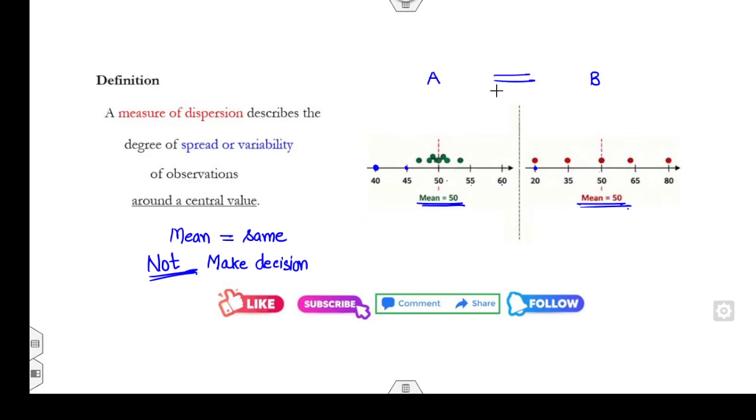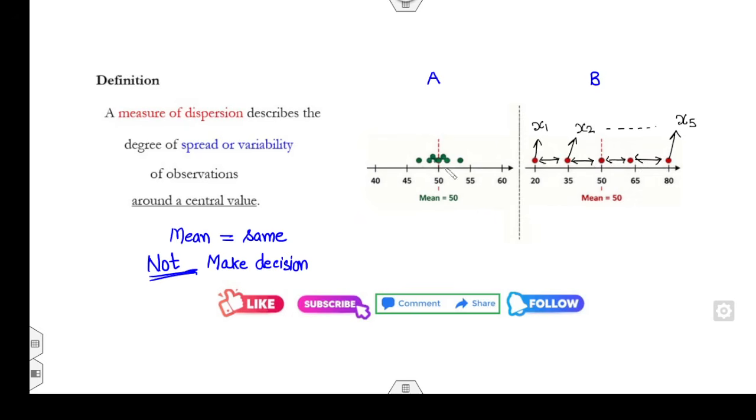So how can you make a decision? If you closely look at this information, if I call the first number x1, the second number x2, and so on, then looking at x1, x2, x3, x4, x5, clearly there is some spread or some gap between them.